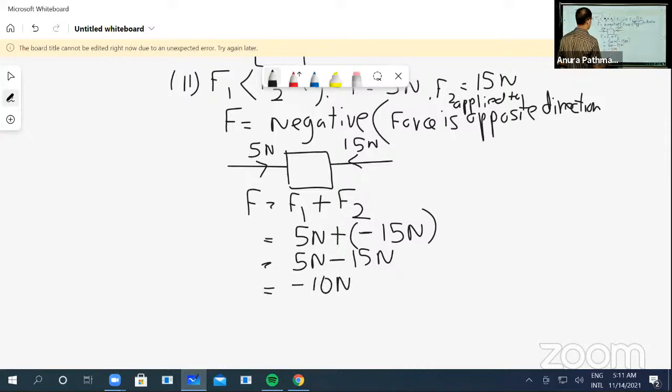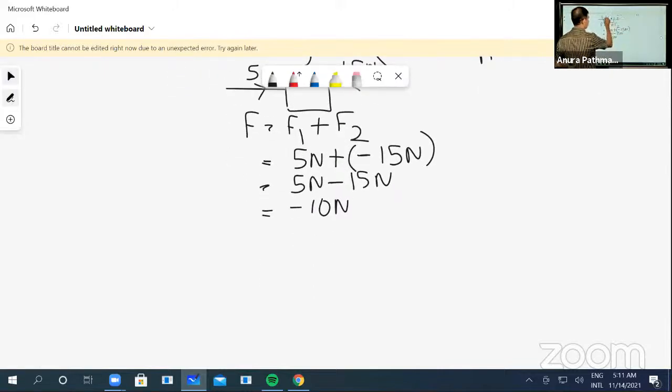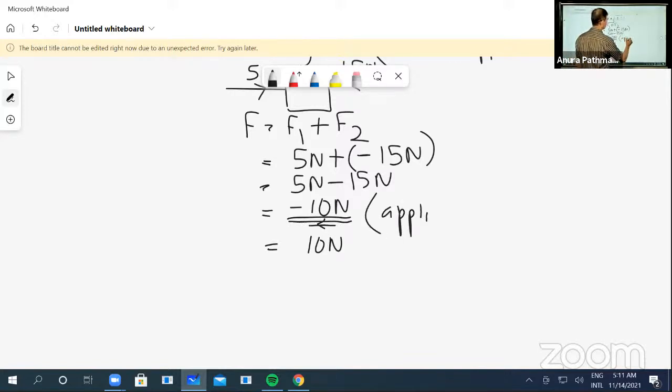So if we want, we can write: the resultant force is 10 Newton, but the direction is opposite. But the answer we write is this: applied to opposite direction.